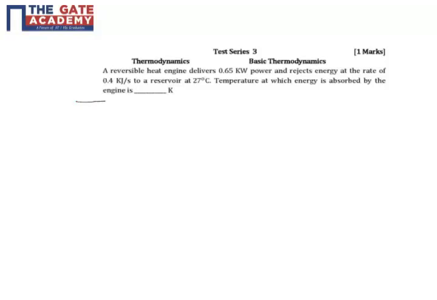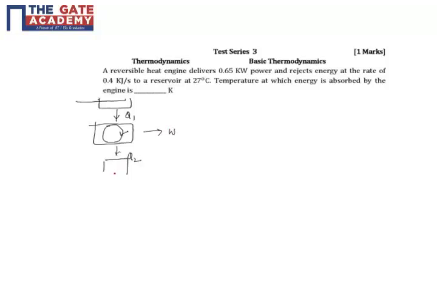Let's discuss a question from thermodynamics. You have a reversible heat engine which takes in heat from a reservoir. Let me draw it like this: a reversible heat engine which takes in heat Q1 from a reservoir and rejects heat to a sink. You have to have a sink, as per the second law of thermodynamics, and it gives some work.